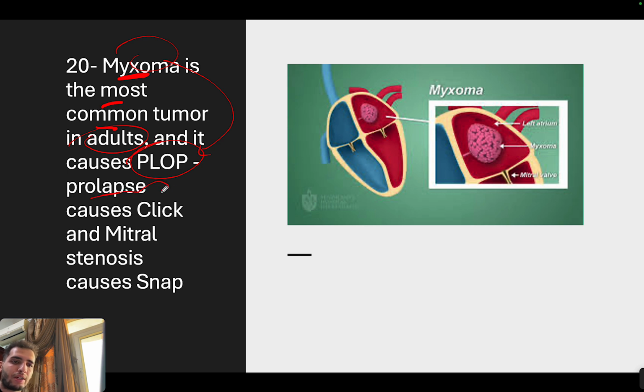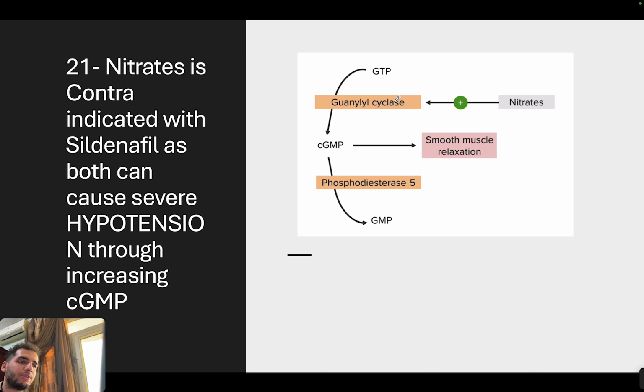Okay. Now, myxoma can cause a tumor plop. Prolapse can cause a cardiac click or mitral click. Stenosis would cause a snap. Okay, and this is something that you need to know to identify them on the exam. If they tell you we are hearing a click sound, it's a prolapse. If they tell you we are hearing a snap sound, it's stenosis. If they tell you we are hearing a plop, it's myxoma. And myxoma here can somehow obstruct the mitral valve. Okay, that's why you can hear this plop thing.